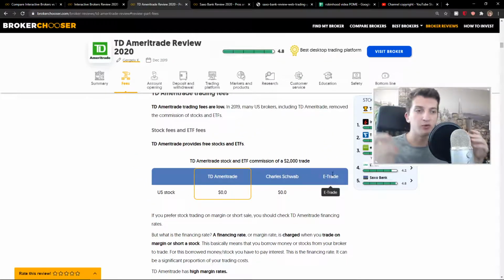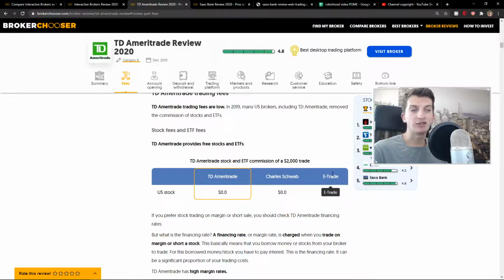This is the same with Robinhood and also with Webull and others, that they have free stocks and ETFs, and this is huge. So if you want to actually buy stocks and ETFs, I would recommend going with AMERITRADE. Now options, it doesn't really matter. It's up to which application you prefer.